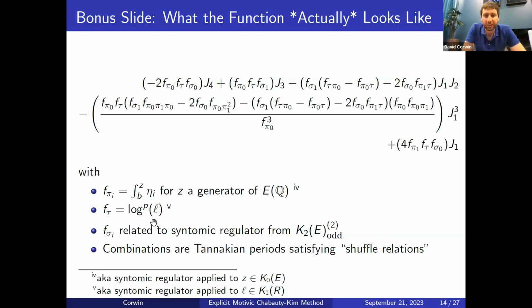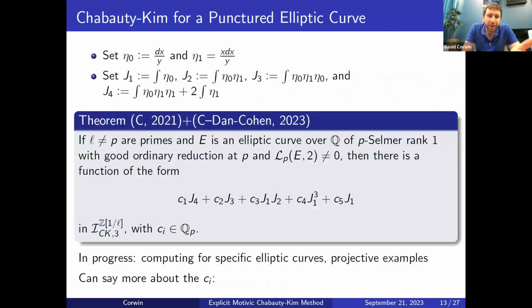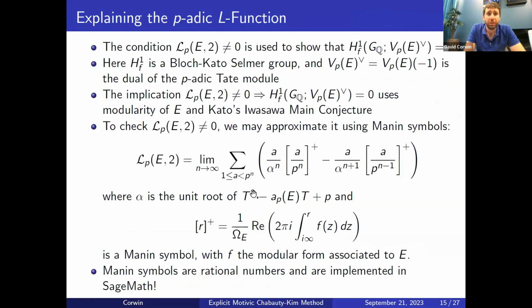You also have just a p-adic logarithm of L. And then you have something that's related to a syntomic regulator from some larger K-theory group, K2 of E. Okay, and that relates the whole picture with the Bloch-Kato conjectures. Okay, so there is more information on these coefficients, but my theorem is just sort of about there being these coefficients. Great.